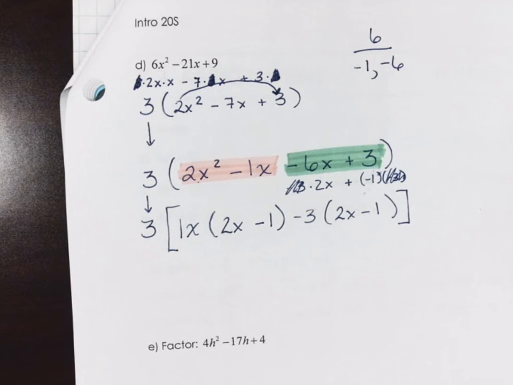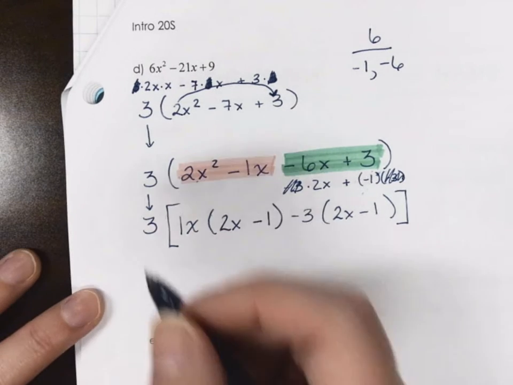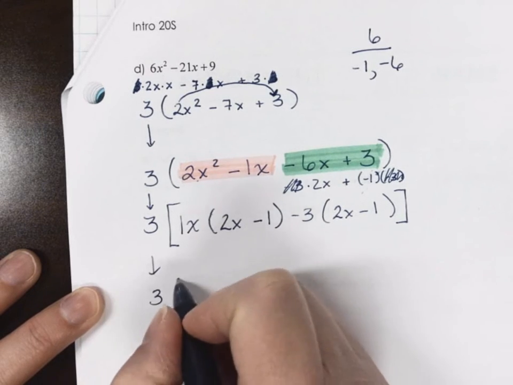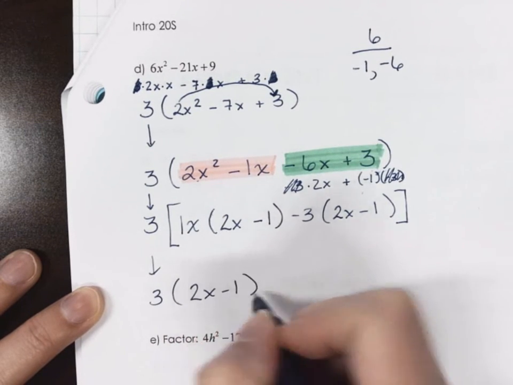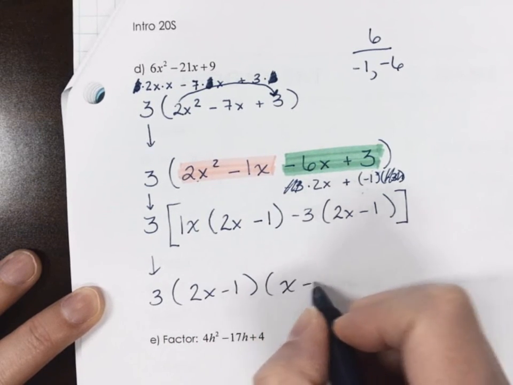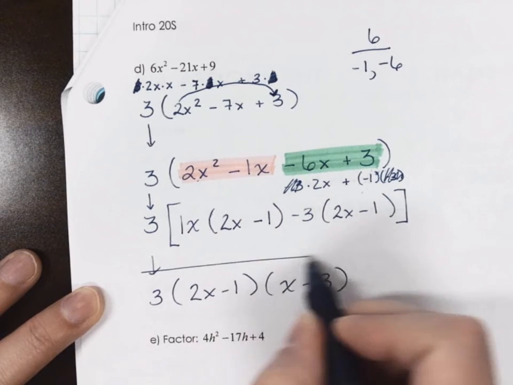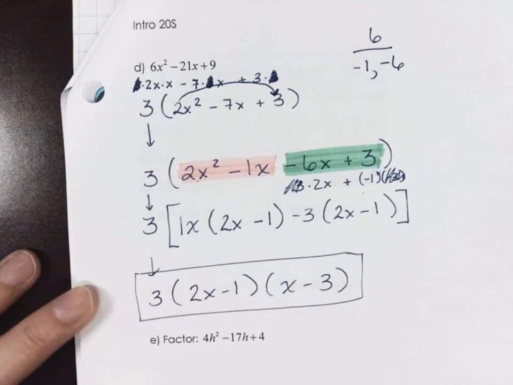So that's another place that you've got to pay attention to: those signs. Sometimes we just write them down because we want it to work, but that doesn't mean it's the right stuff. So that 3 still gets carried down. There's my 3. I've got my 2x minus 1. If I take that out, I'm left with x minus 3. This is my final answer.